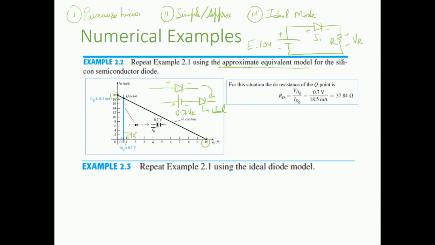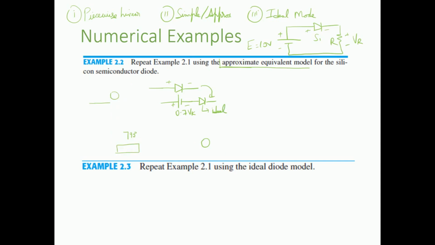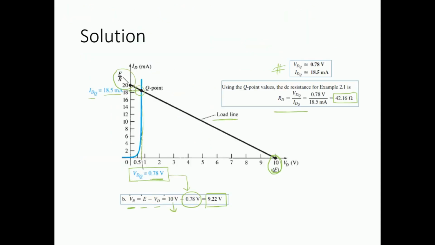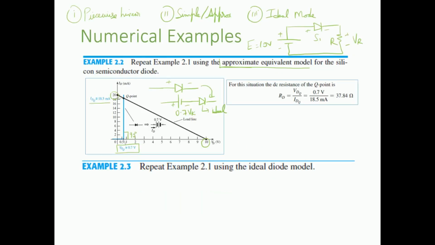The IDQ or the Q point also remains the same. The only thing is that VDQ has been reduced from 0.78 to just 0.7 because the model has now been changed from non-linear to an approximate model. So what is going to be the effect? The effect is that the resistance is going to get improved. Previously we had a resistance of 42 ohm, now the resistance has decreased to 37.84.